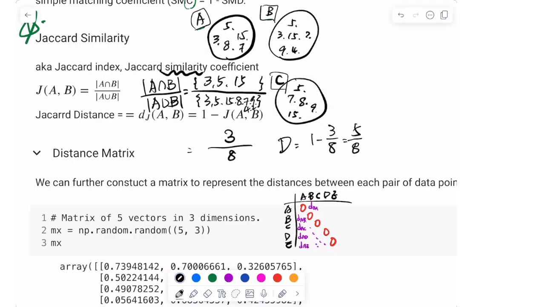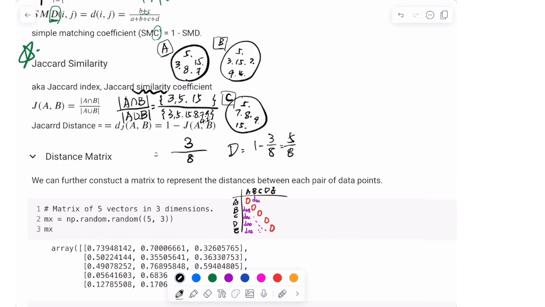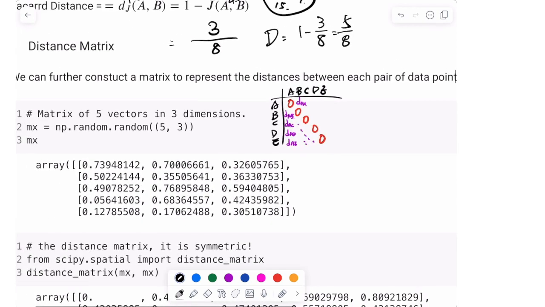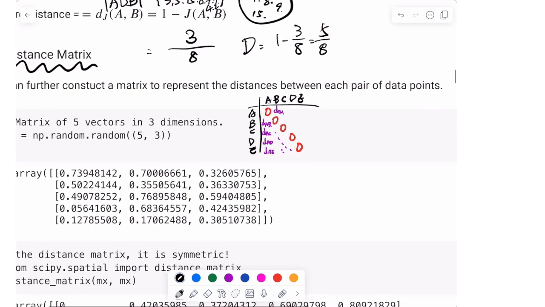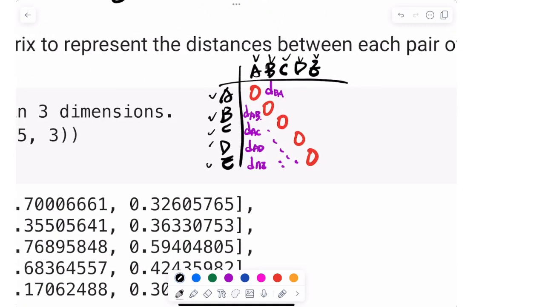So there are several different ways to help us evaluate the distance between data points. After that, the next concept is called the distance matrix. After we know how to calculate the distance value between two data points, we construct a matrix called the distance matrix. For example, we have 5 different data points right here, and the distance matrix looks like this.